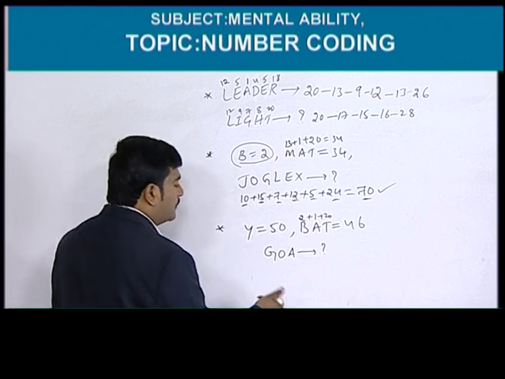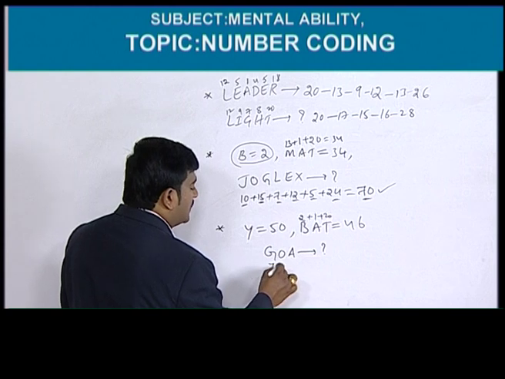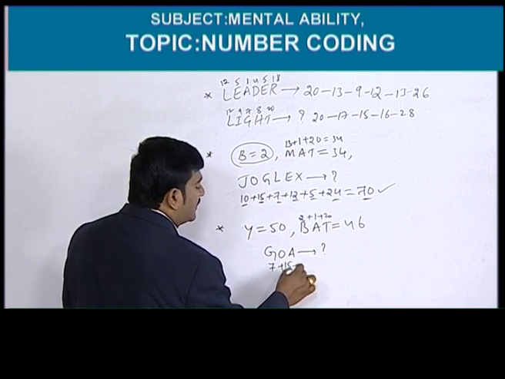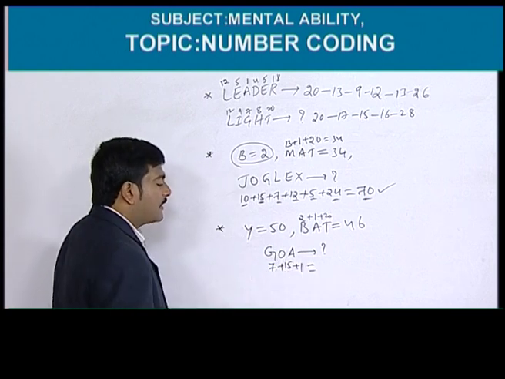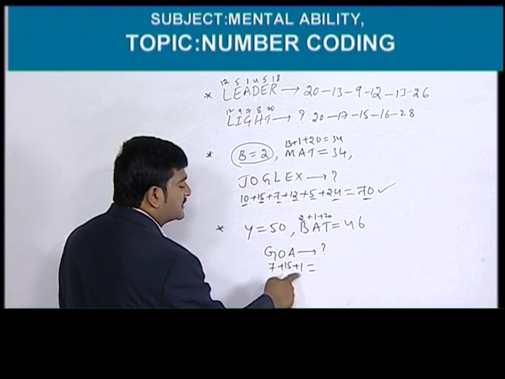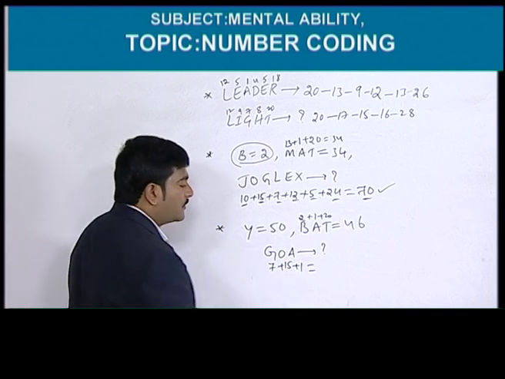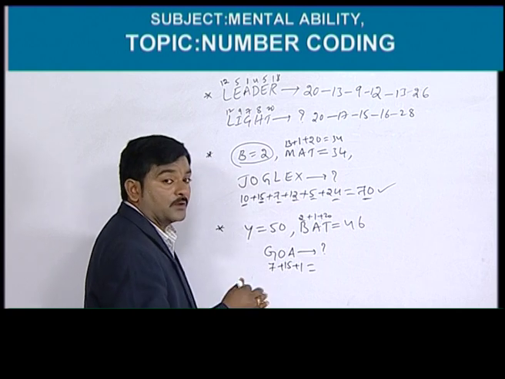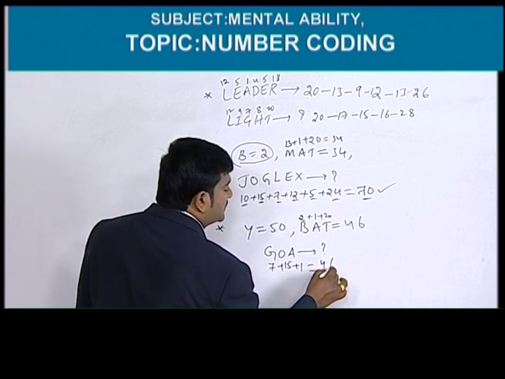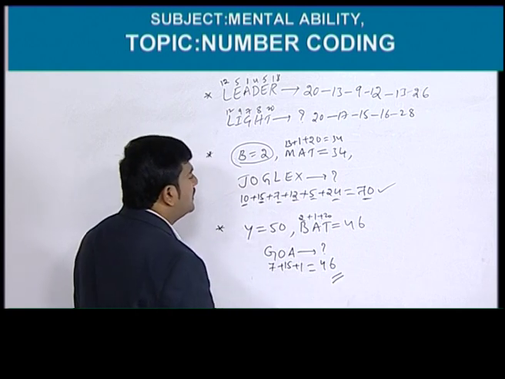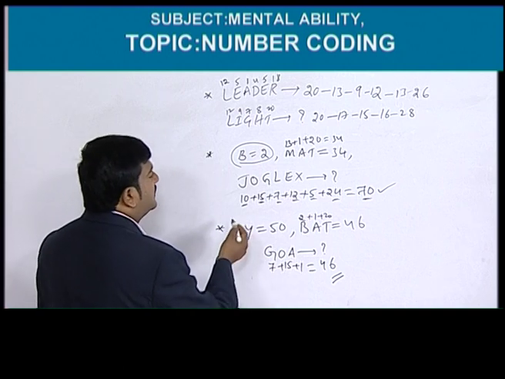Okay. Now G means how much? 7. O means how much? 15. A means how much? 1. Add all these values. 15 plus 1, 16. 16 plus 7, 23. Now what do you have to do? I have to double that. 23 plus 23 means how much? 46. Okay. So now once we go to this example, is it right or not? Once we check.